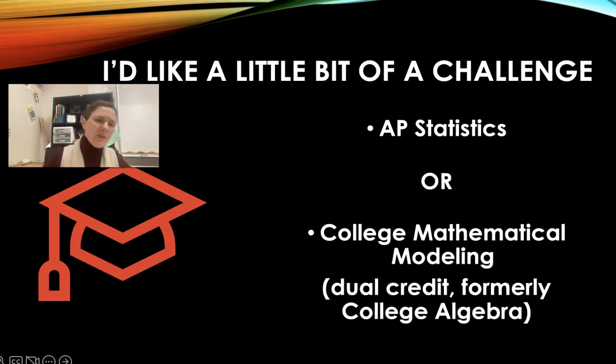If you're like, I don't know if I want to risk it on an AP test, but I kind of liked algebra, I want to dig into that some more, then what used to be College Algebra, we're trying to reflect more the dual credit course that it is. College Mathematical Modeling could be a great option for you. You can pay to take this class for dual credit. You don't have to. It can be just a high school class for you, but we do follow that college curriculum and that college level of rigor.